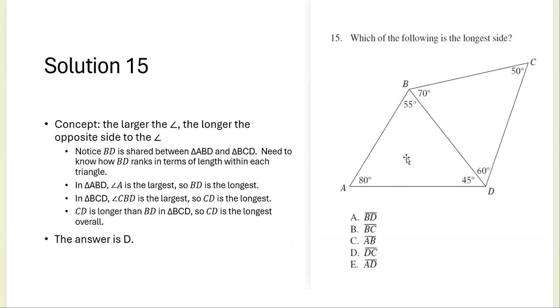So in this triangle, ABD, which side is the longest? It's opposite to the biggest angle. This is the biggest angle, angle A. So BD would be the longest, okay?